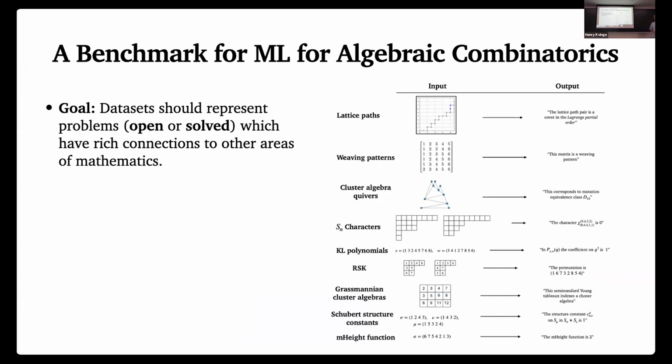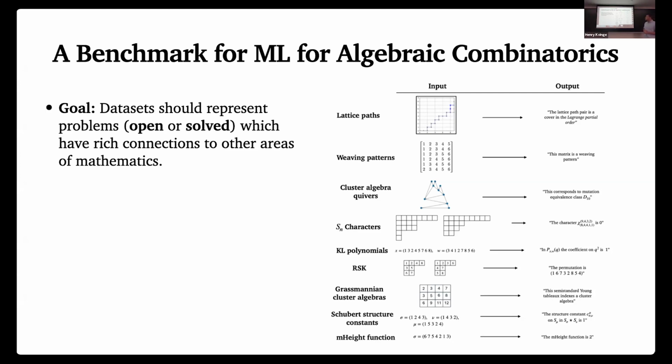So some of the data sets are represented here. So we have some problems about lattice posets on lattice paths. We have a cluster algebra quivers problem. It's a little simpler than the one that has been posed in this workshop. But we already have some initial results for it, which was cool. Some known problems like RSK and symmetric group characters. Some things about symmetric polynomials like KL polynomials and Schubert structure constants for Schubert polynomials. And a few other things as well.